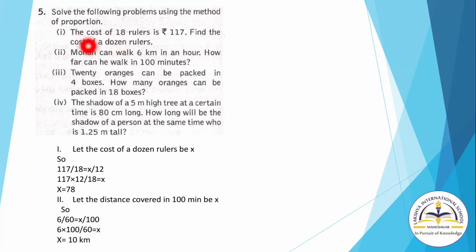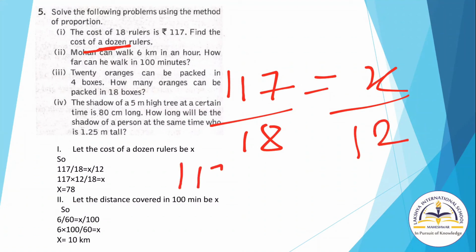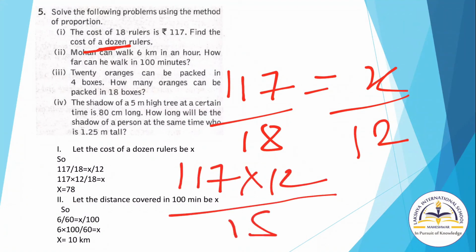Now question number 5, solve the following problems using the method of proportion. Now the cost of 18 rulers is rupees 117. Find the cost of a dozen rulers. Now let the cost of a dozen rulers be x. So 117 divided by 18 equals x. Now here you can see a dozen is given, in 1 dozen there are 12 quantities, so we have written here 12. Now you have to solve them. 117 into 12 divided by 18 equals x. When you will solve them, you will get 78.